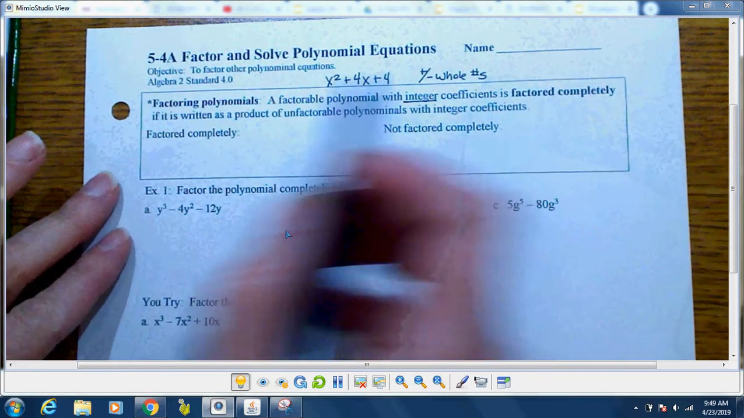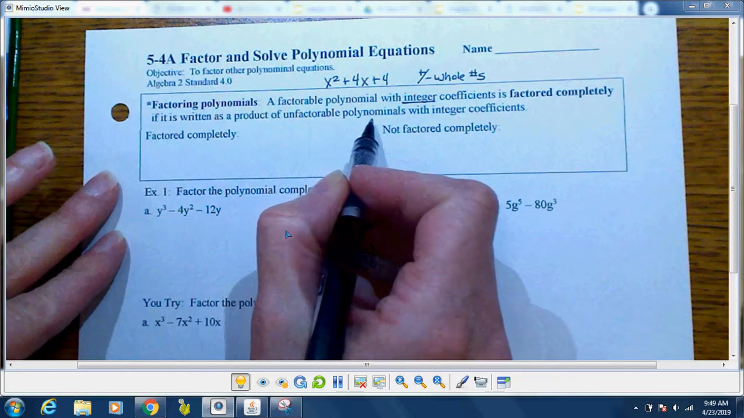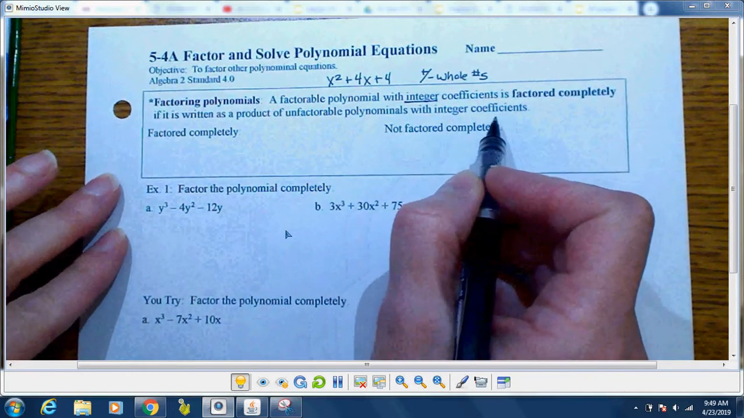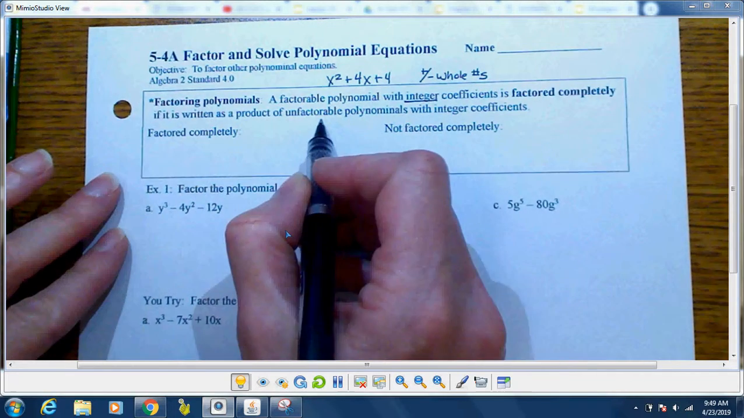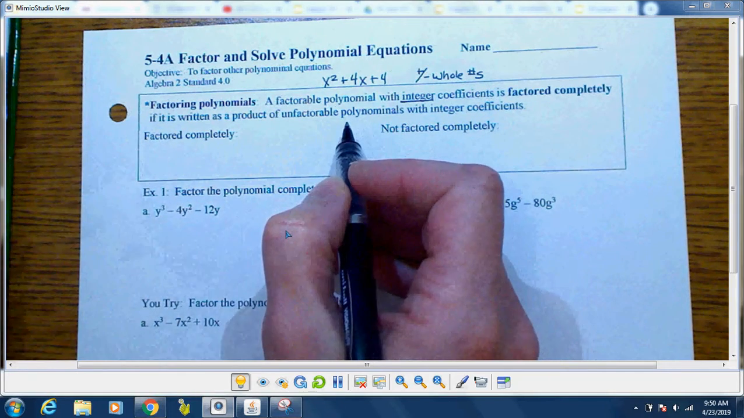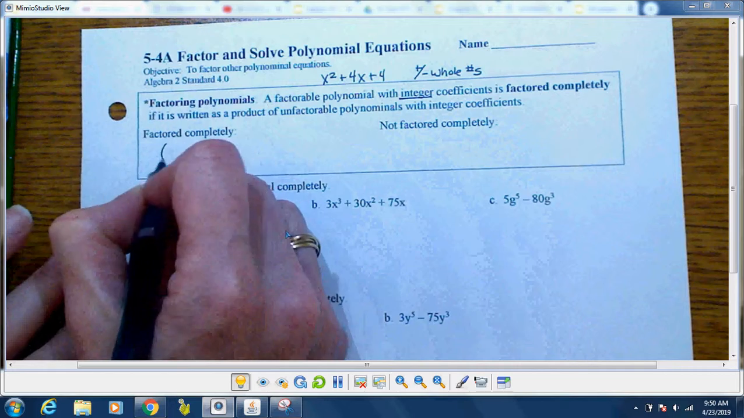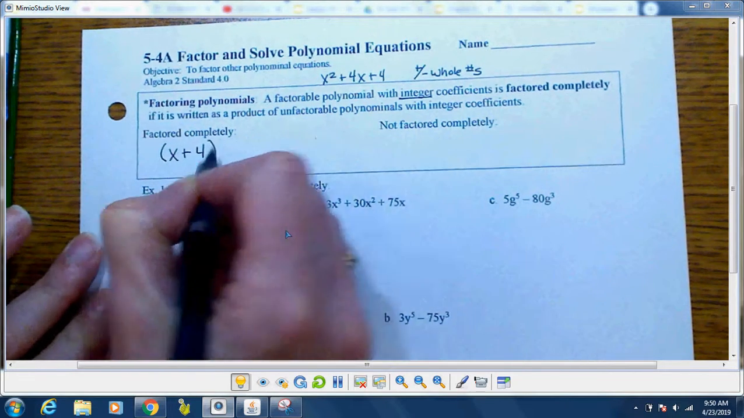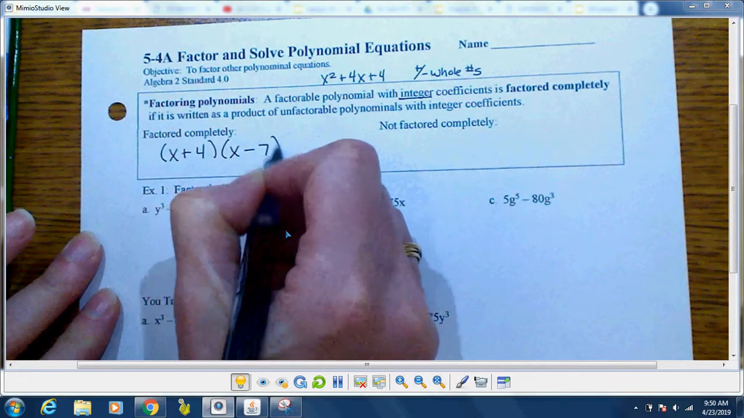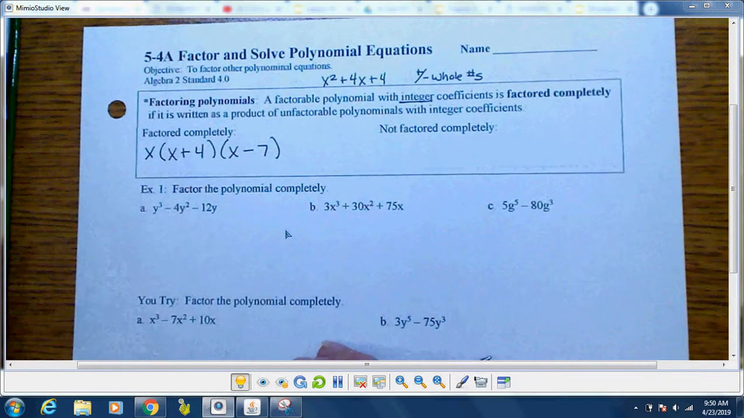It's factored completely if it's written as a product of unfactorable polynomials with integer coefficients. So if it's broken down into things that can't be broken down anymore. Okay, that's how I think of it. So here's an example of something that has been factored completely. X plus 4 times x minus 7. And I'll just throw an x out there just for kicks, okay? So none of those terms can be broken down anymore, all right? That's as far as they'll go.